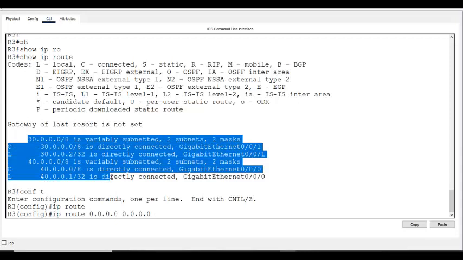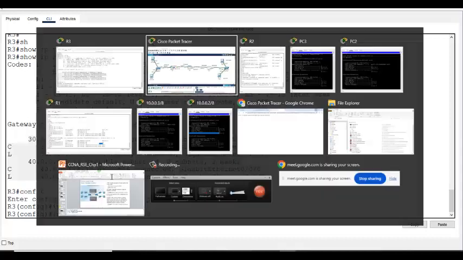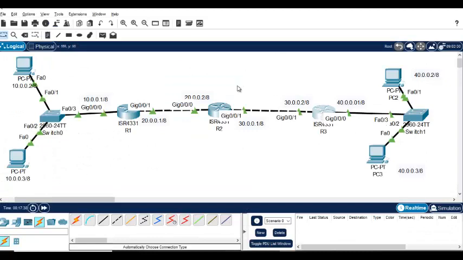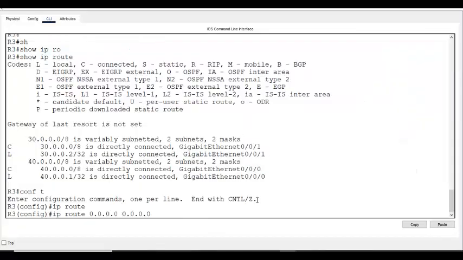You see, show IP route. Star. Star means what? Default. Candidate default. And the administrative distance for a static route is 1.